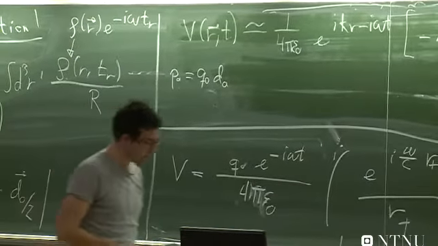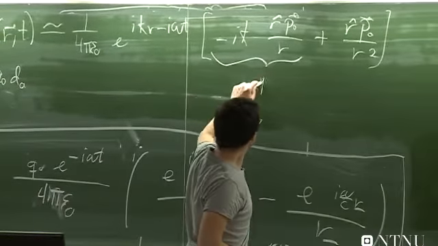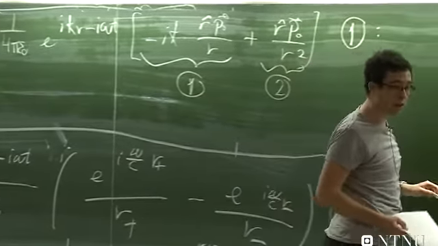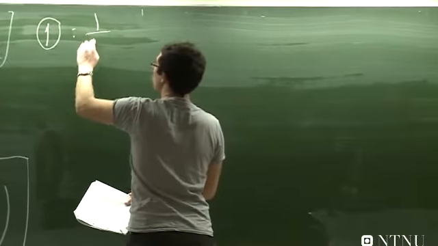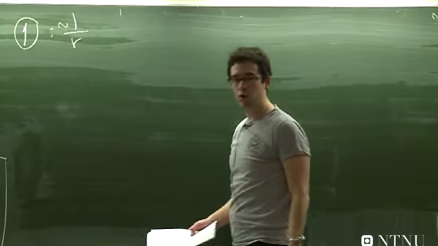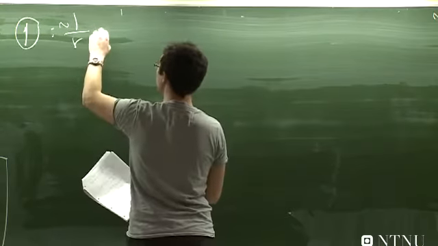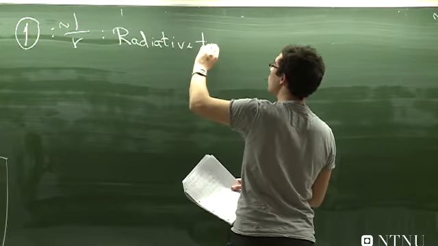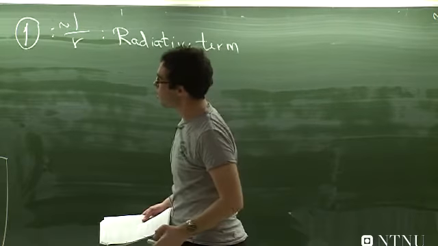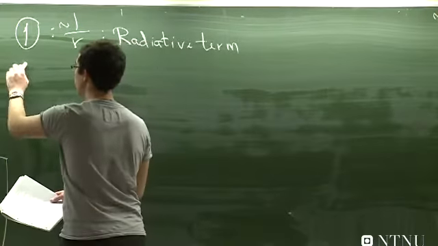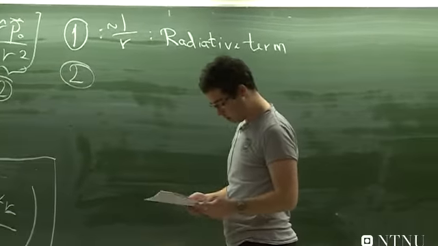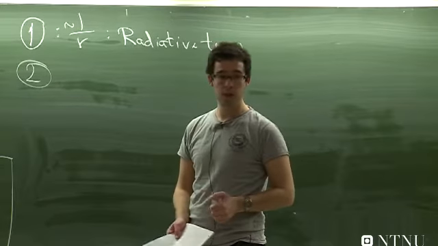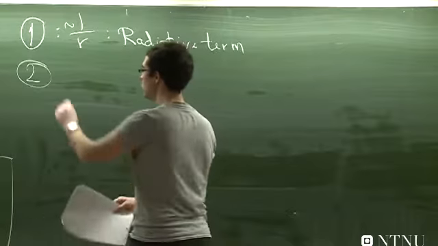Okay, now we see that this term here, term number 1, well, that has a 1 over r dependence. It goes like 1 over r for large r. So this is the radiative term. Okay, while the second term, well, that goes like 1 over r squared. So it's the static term, or, well, if you have a dipole that's not oscillating, this is essentially that potential, so it's a static term.